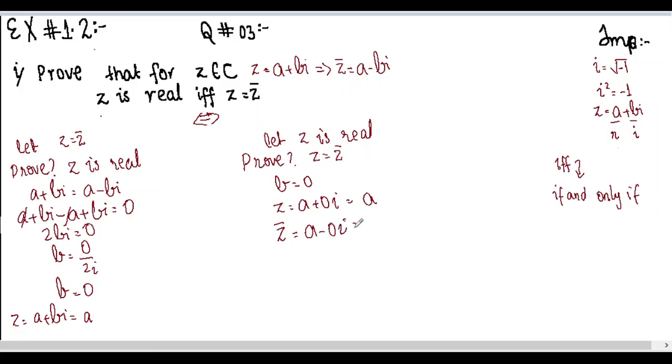A minus 0 iota. The answer is same. It's A, because when it is multiplied by 0, it is 0. And when any number is subtracted from 0, the answer is the same number. So z bar equals A, z equals A, so we know that z equals z bar, and this is what we have to prove. Z equals z bar, and we have proven it.